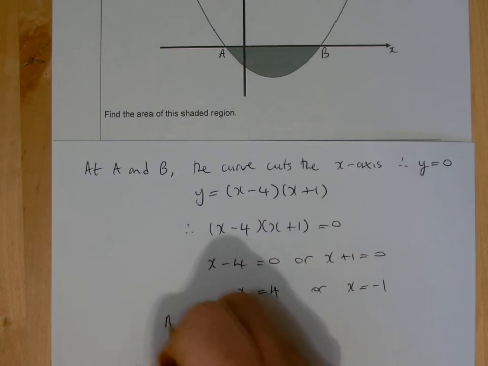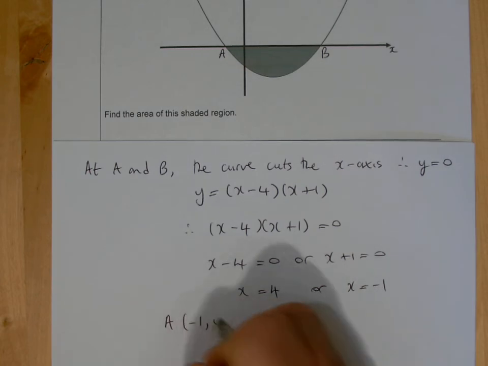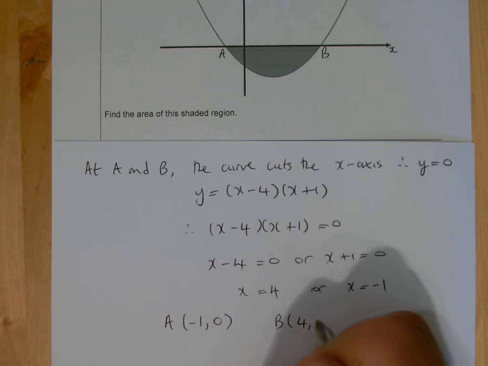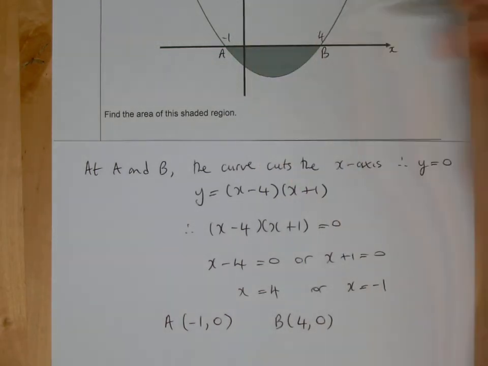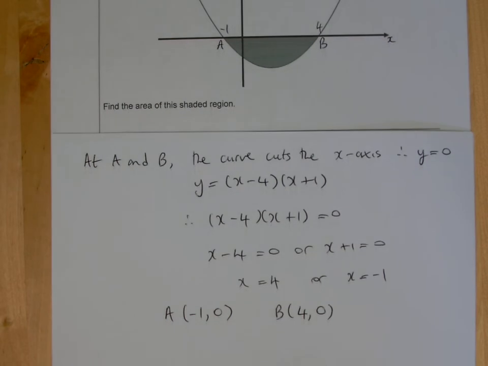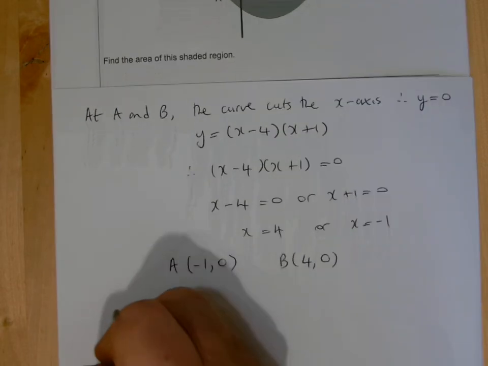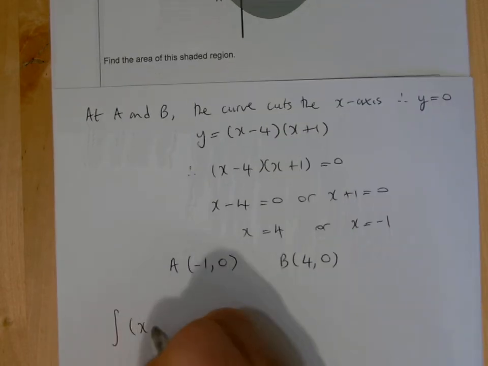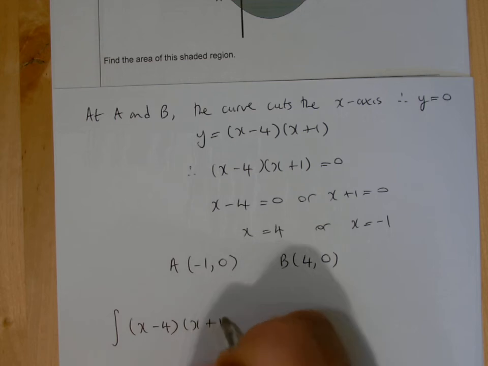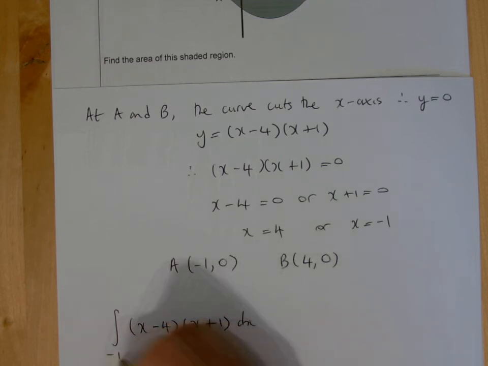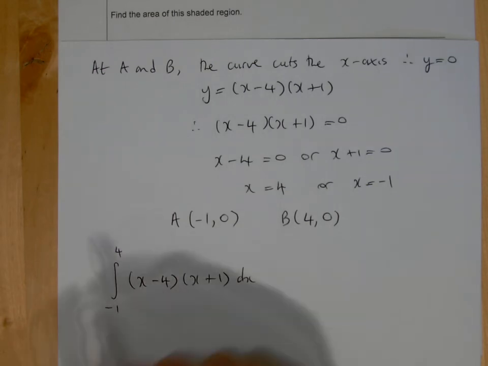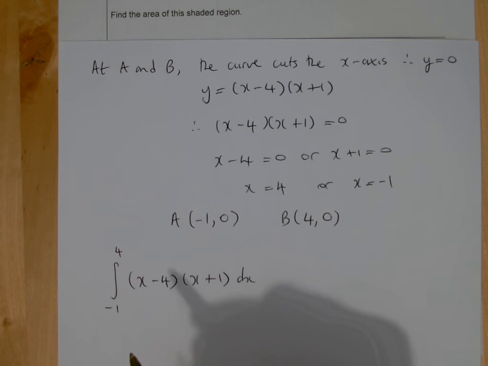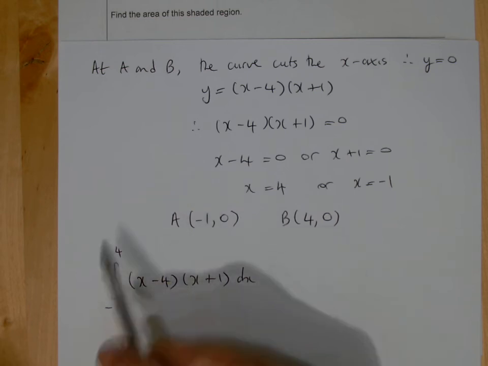In what I've labelled a and b, a will be (minus 1, 0) and b will be (4, 0). So there are our limits. We know this is minus 1 and this is 4. So quite simply, we can set up a definite integral for our curve between minus 1 and 4. Right, so we need to integrate this now, and we've got the limits here.